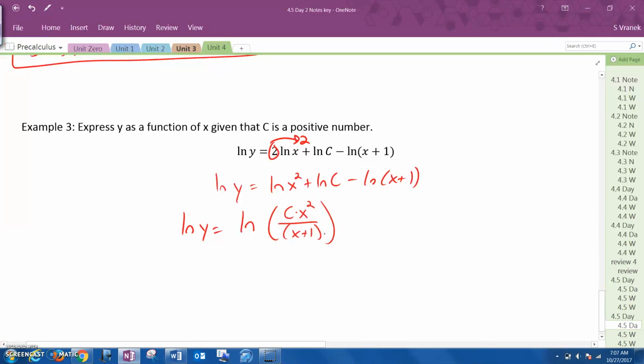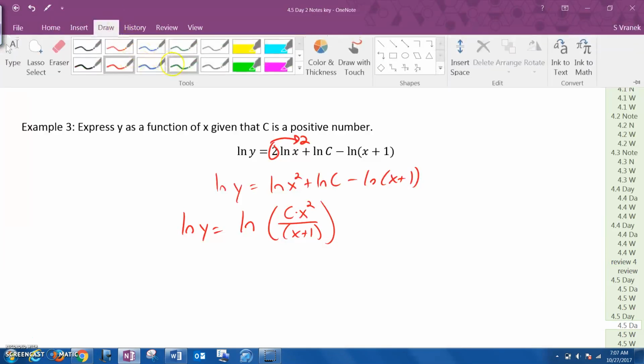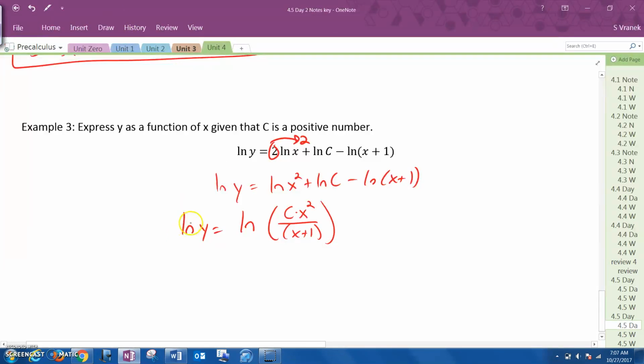So now that it's condensed, 1 log and 1 log, you can cancel out, or you can really rewrite it if you want, but those will go away. So I get my final answer: y is equal to cx squared over x plus 1.